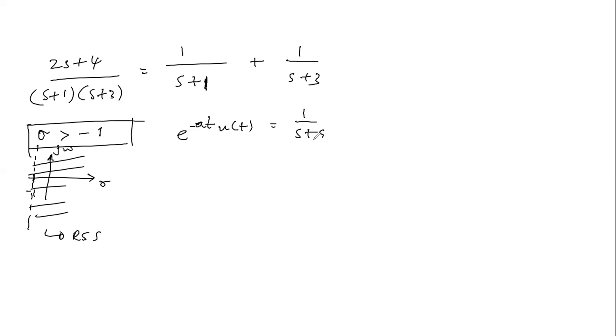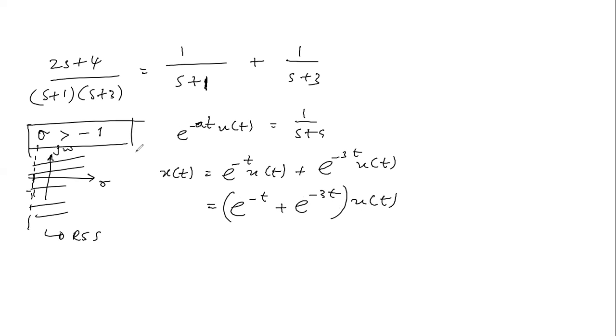So we can now generate the inverse Laplace transform of this. In this case, a is equal to 1 here, and in this case, a is equal to 3, isn't it? So the inverse Laplace transform x of t will be e to the minus 1 times t, u of t, plus e to the minus 3t, u of t. Since u of t is common, we can rewrite this as (e to the minus t plus e to the minus 3t) all into bracket u of t. This is the inverse Laplace transform of this expression given this region of convergence. Is that clear?